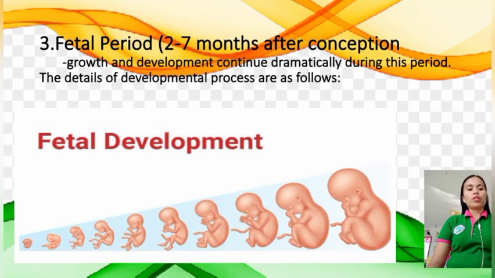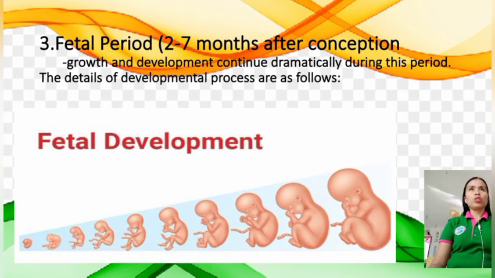Good day, ma'am. With the continuation of our report, I am here to discuss the final period of prenatal development, which is the fetal period. Growth and development continue dramatically during this period, from 2 to 7 months after conception. Both internal and external features continue to grow. This period is marked with continued development and differentiation of structures that emerged during the embryonic period and now refine and grow into a final form.